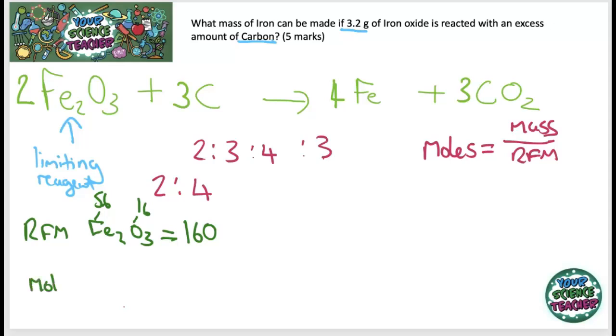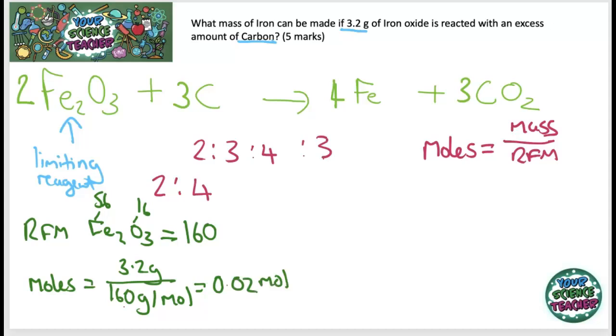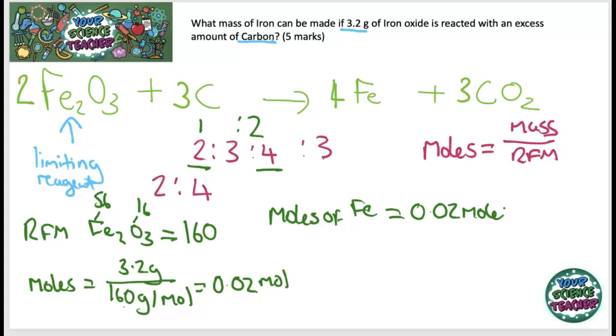So to work out my moles of iron oxide, all I need to do is 3.2 grams divided by 160 grams per mole. And that gives me an answer of 0.02 moles. Now, if I look at my ratios up here, if I have 0.02 moles of iron oxide, that means that I'll have 0.04 moles of iron being made because they're in a 1 to 2 ratio or 2 to 4 ratio. 2 to 4 is the same as 1 to 2. So all I need to do is moles of iron equals 0.02 moles times by 2, which is 0.04.